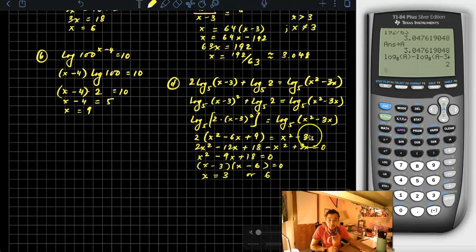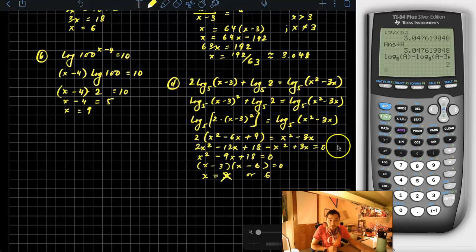Now, already looking at our equation here, x cannot equal 3, because that would yield a log of 0, which is going to be undefined. 5 raised to no number is going to give you a 0. So 3 is out of the running.